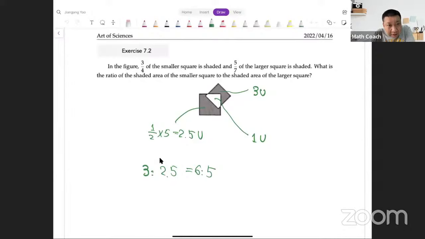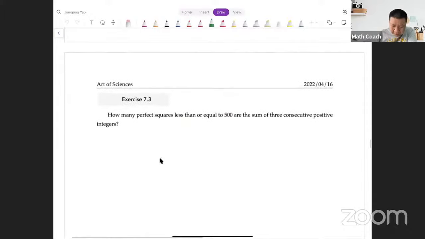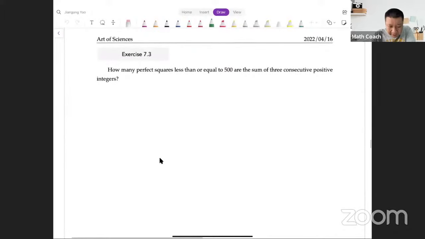Okay. So now we finished question 2, and now let's move on to question 3. How many perfect squares less than or equal to 500 are there, such that the sum of 3 consecutive positive integers, so that, okay, so 62, go ahead. And the answer is 7, and 7 is the correct answer.